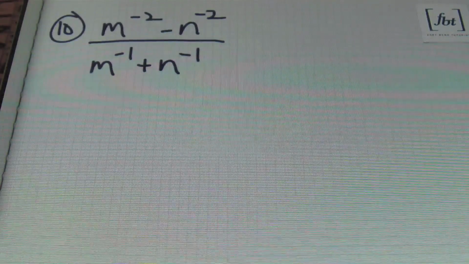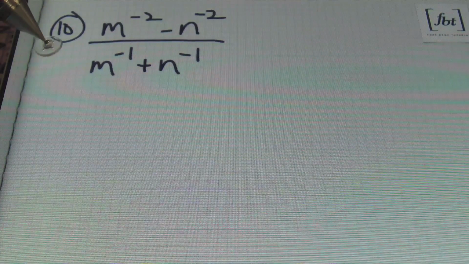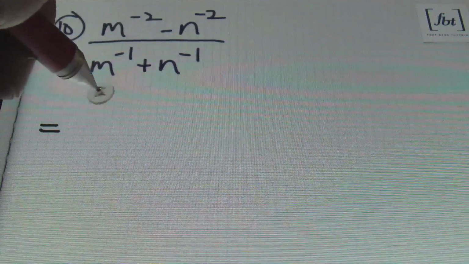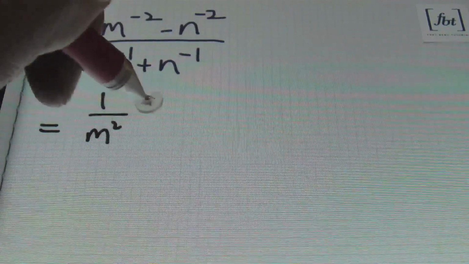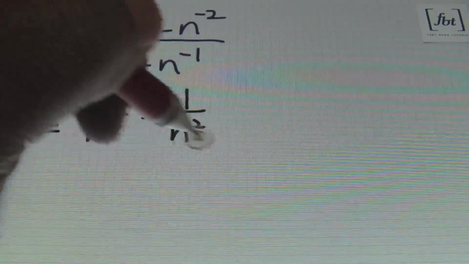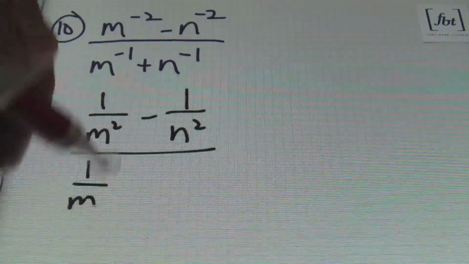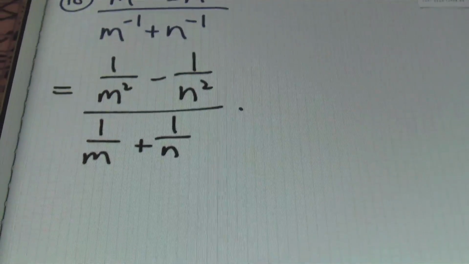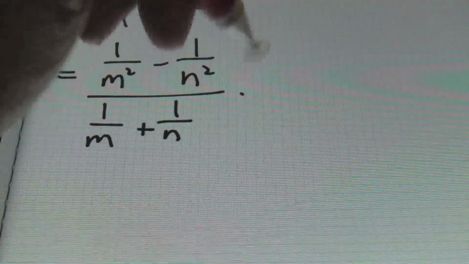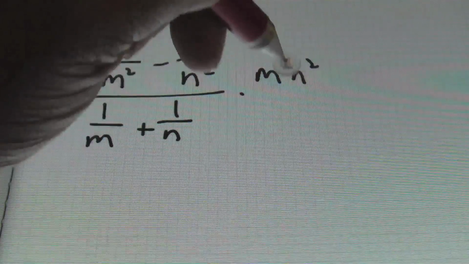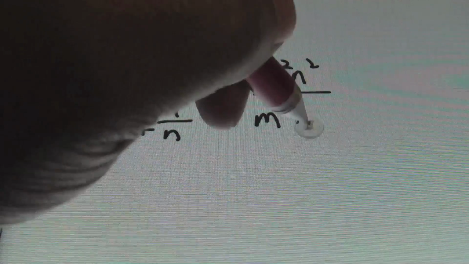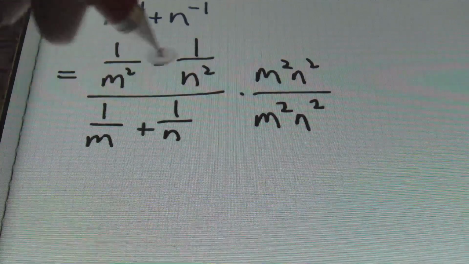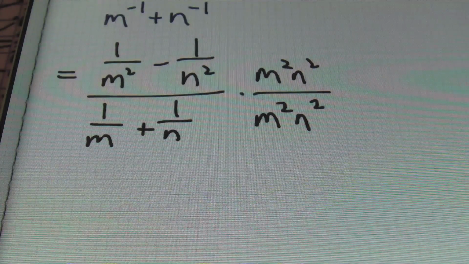Like our previous problem, I'm going to rewrite the original problem to expose our complex fractions and get rid of those negative exponents as well. We'll end up with 1 over m squared minus 1 over n squared, all over 1 over m plus 1 over n. We'll be multiplying each and every element by the common denominator of m squared n squared. Because we have multiple terms in the numerator and the denominator, we'll be multiplying by the common denominator of all of the denominators in our original problem.